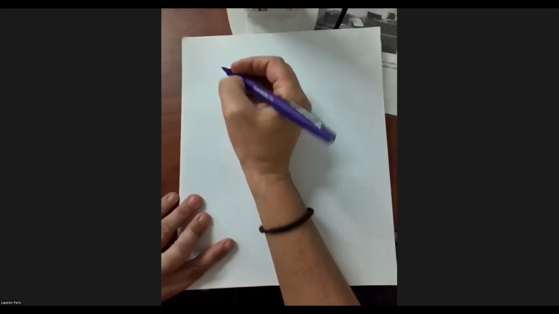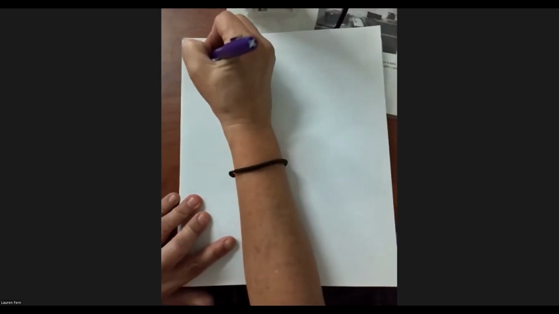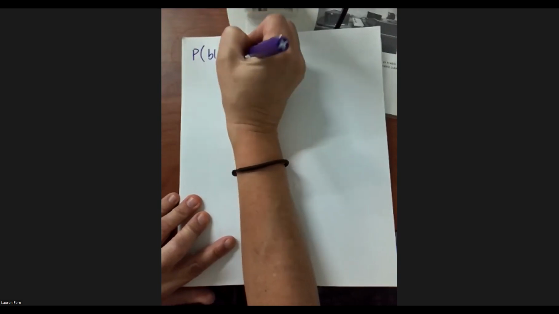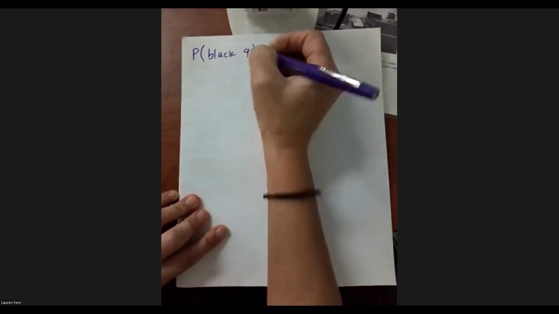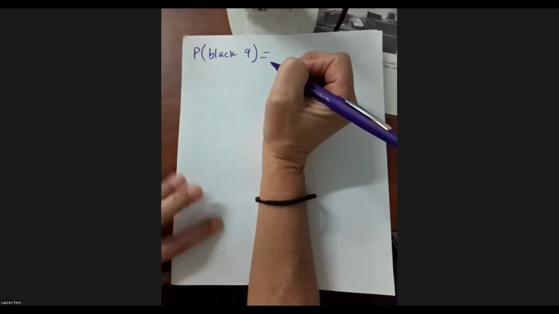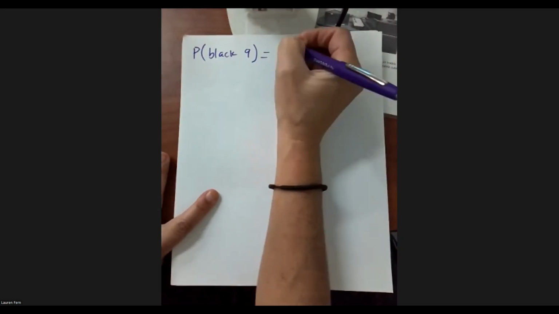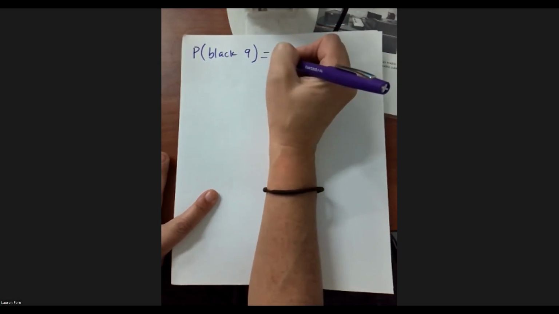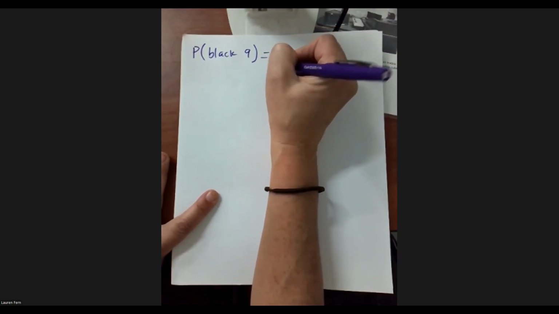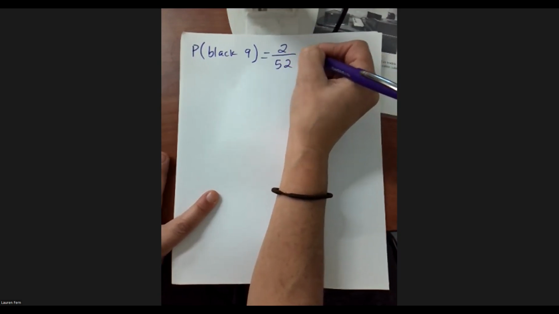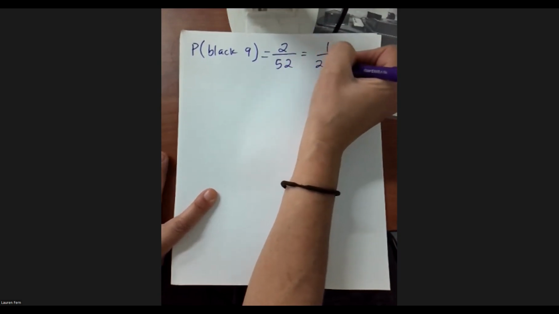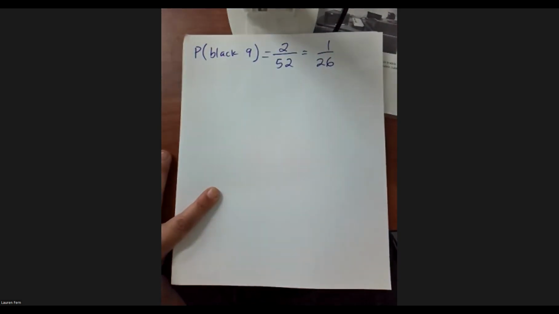All right, let's do some more cards. What is the probability of drawing a black 9? Well, how many black 9s are in my deck of cards? 2. How many cards are in my deck of cards? 52. Again, as far as I'm concerned, that's cool. You can leave it that way. If you simplify it, you get 1/26.